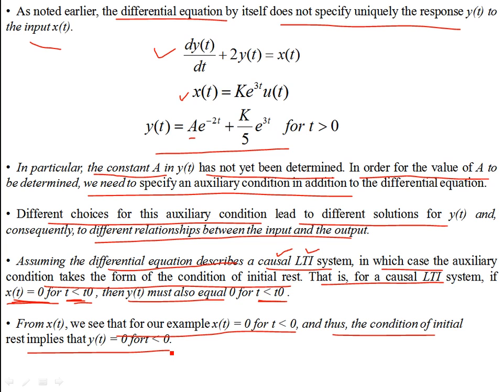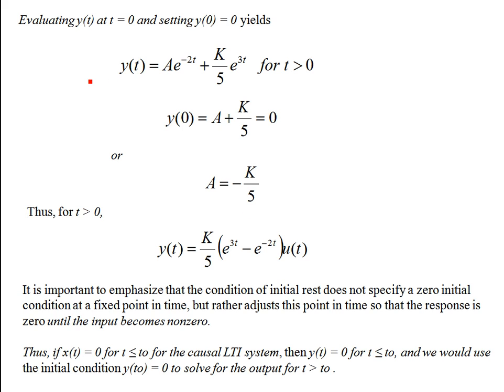The system is not going to anticipate when a non-zero input is being applied. That happens after t equal to 0. After t equal to 0, there will be some sort of response, but the system doesn't know before the excitation is applied. All right, now let's substitute this condition. Evaluating y(t) at t equal to 0 and setting y(0) equal to 0 yields, for t equal to 0, y(0) is 0.